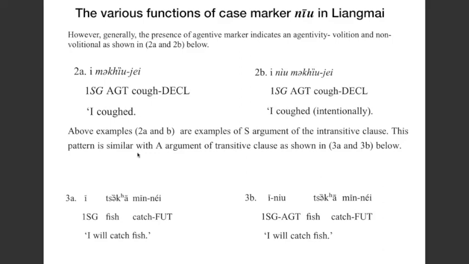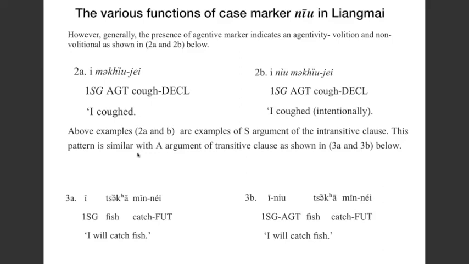Here the subject has no control over the action, but in the second example, 2B, the subject has control, or the doer is doing the action intentionally. The above examples 2A and 2B are examples of the S argument of the intransitive clause. This pattern is similar with the A argument of the transitive clause, as shown in 3A and 3B below.